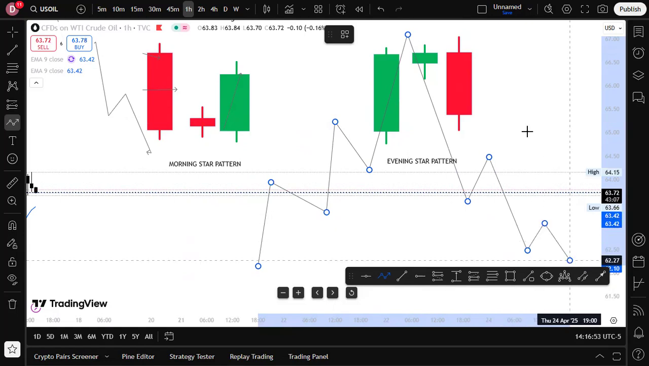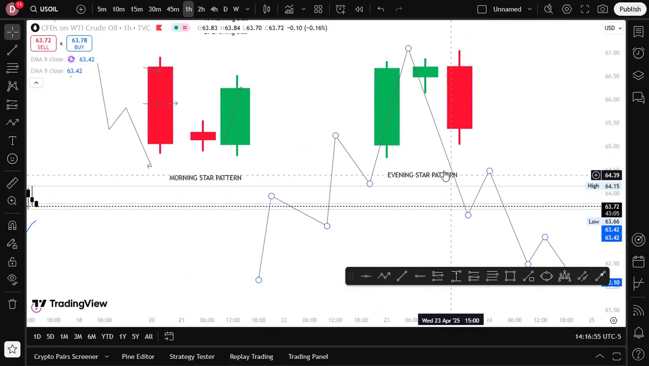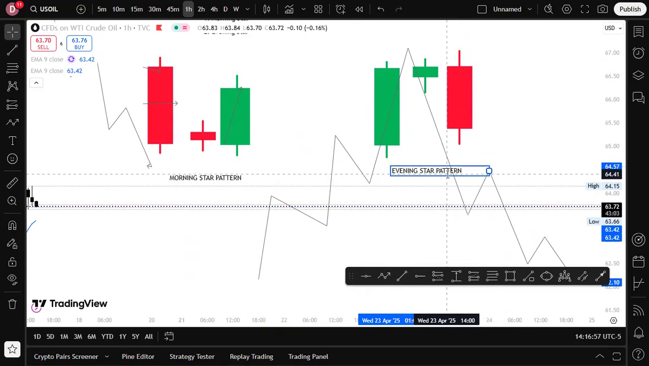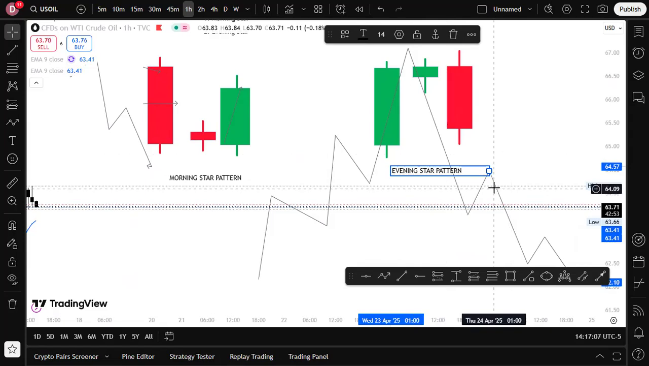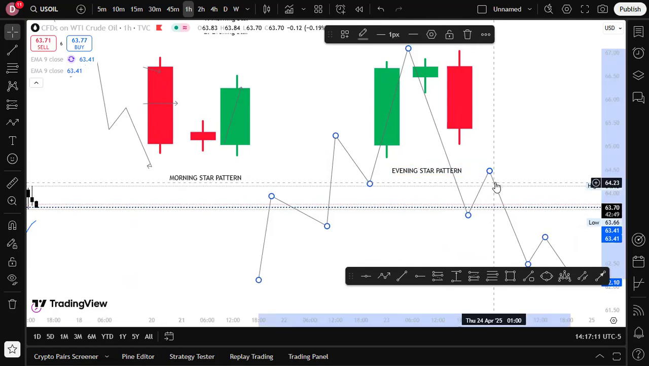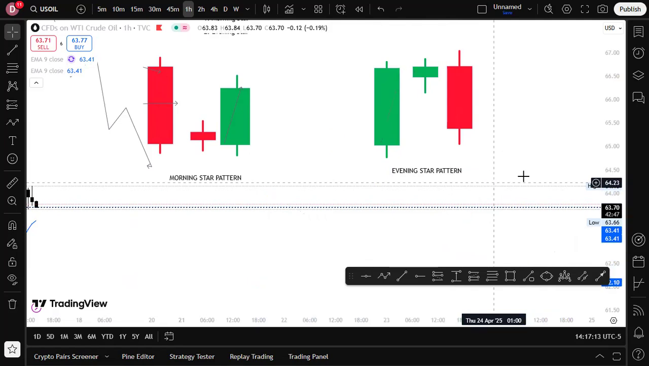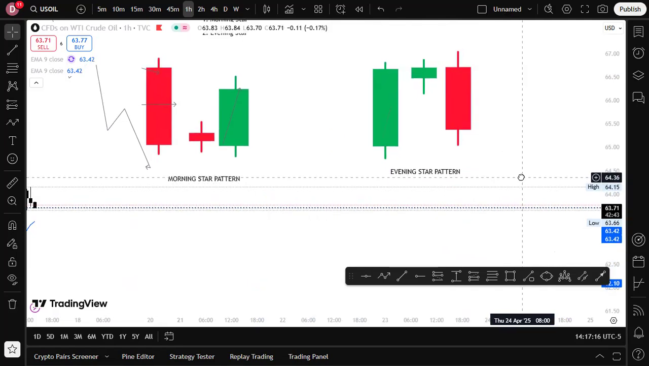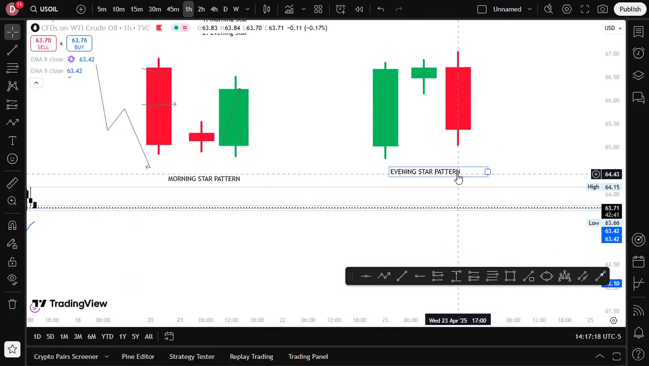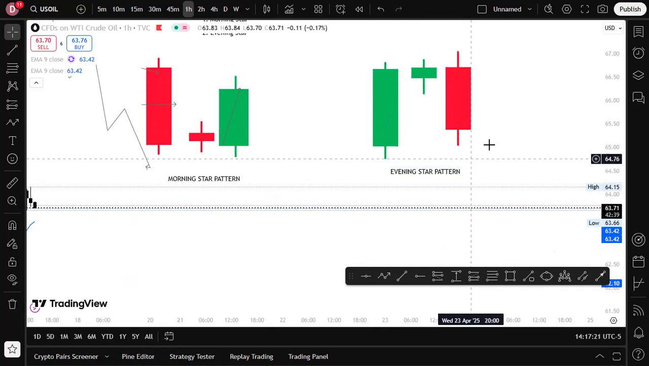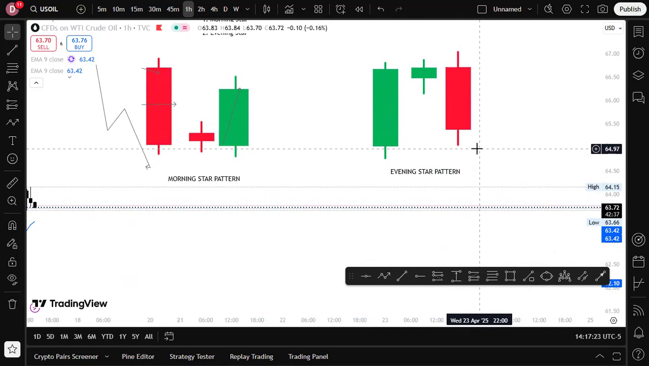It can start going like this because this pattern is a very strong signal. When it happens at the top of an uptrend, it means there's a high possibility that price will reverse to the downside, which is for an evening star. So it's a bearish reversal pattern. It occurs at the top of an uptrend, and it consists of 3 candlesticks.